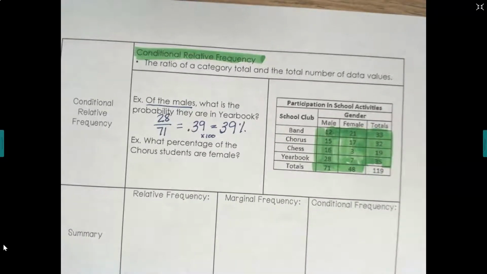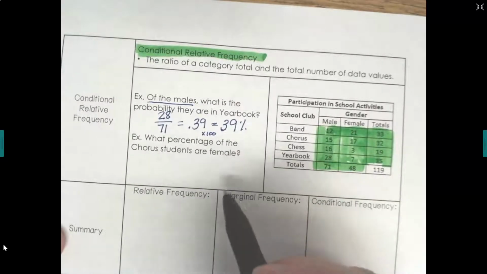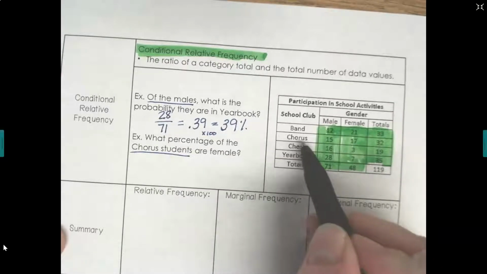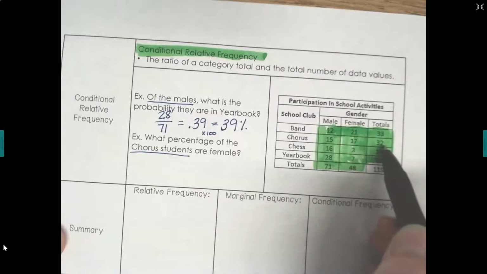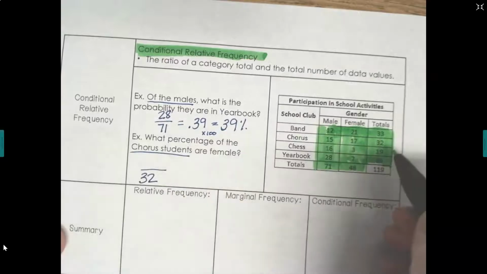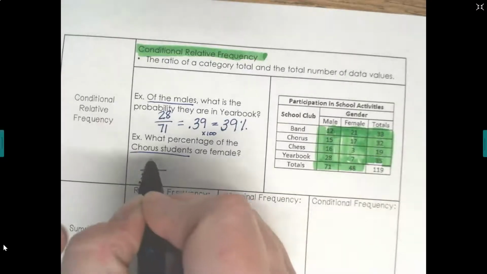All right, let's try it again. What percentage of chorus students are female? It doesn't say of all the students. They're only asking about chorus students. When I go to chorus, their total is over here at 32. So of these 32 students, how many of them are female? The female chorus is right there at 17.